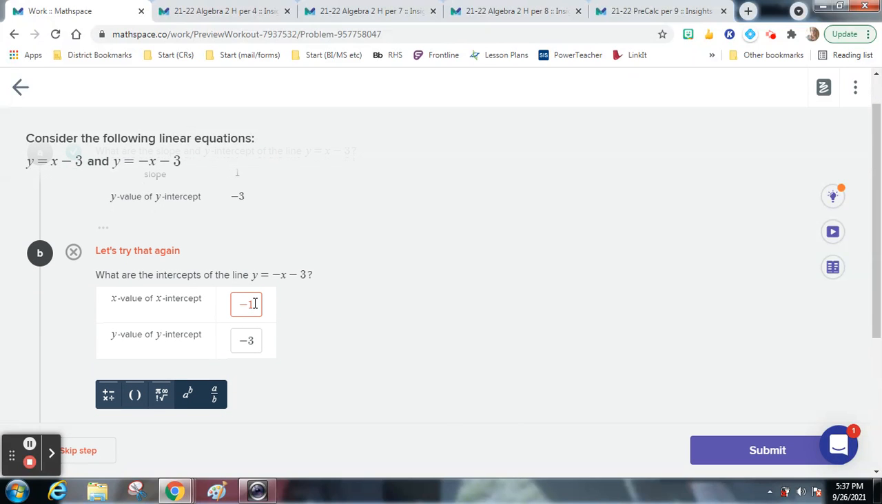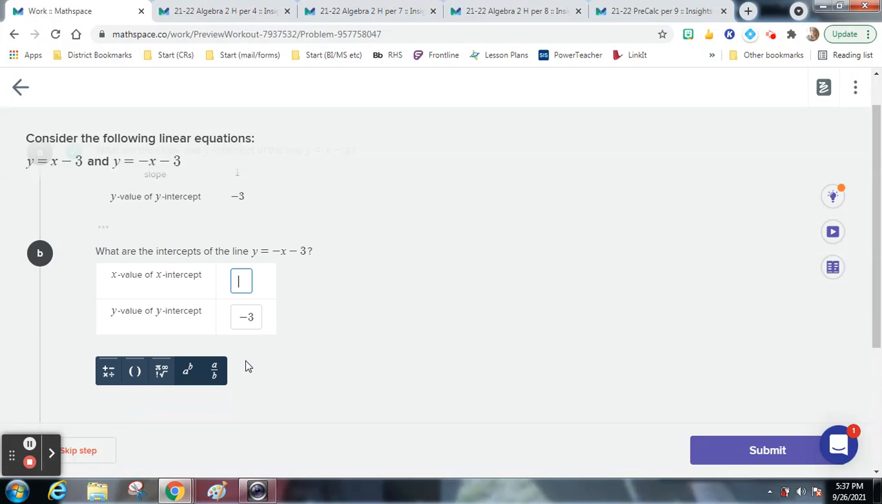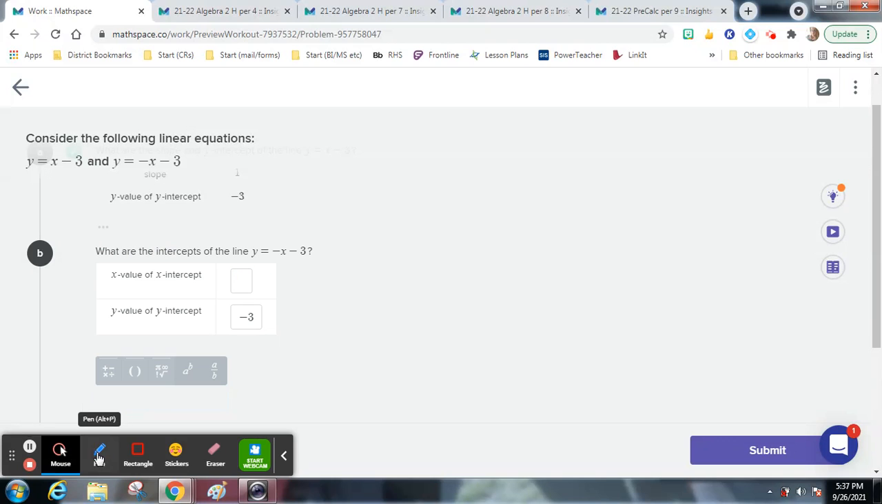Oh, hello. It helps if I read the question correctly. It's asking what are the intercepts of the line, not your slope anymore. I apologize. So let's talk about that. Remember, when you want to find your x-intercept, you're going to put a 0 in for your y and solve for your x. So I'm just going to add x to both sides, and I get x equals -3.